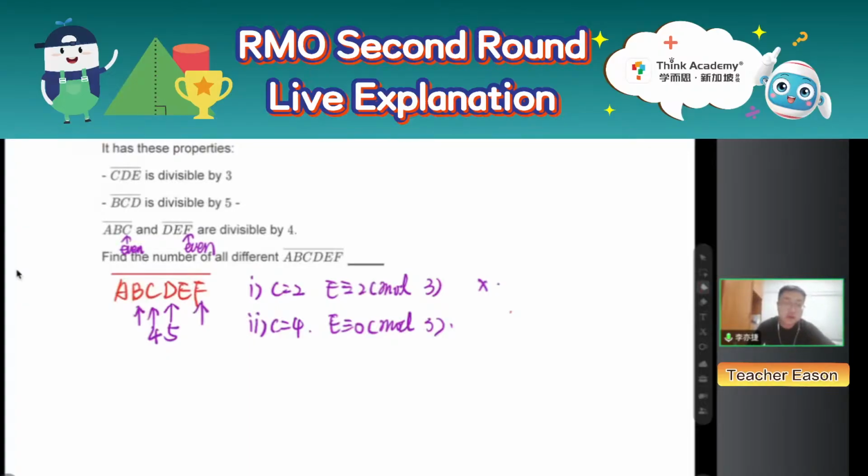We only have 3 even numbers, 2, 4, 6. So E must be odd, which means E must be 3. Right? E must be 3. And then B and F are 2 and 6. Both will be okay. And then A is the only one left. So we have 2 numbers in this case: 1, 2, 4, 5, 3, 6 and 1, 6, 4, 5, 3, 2. So we have 2.